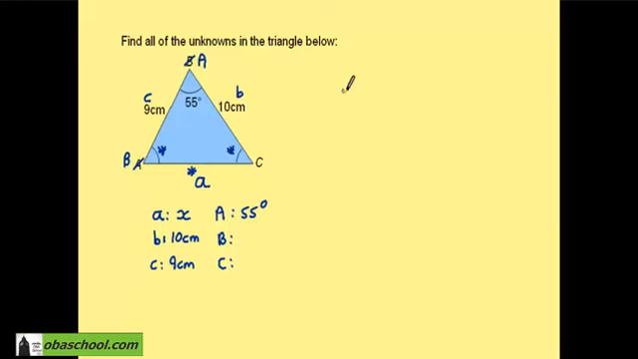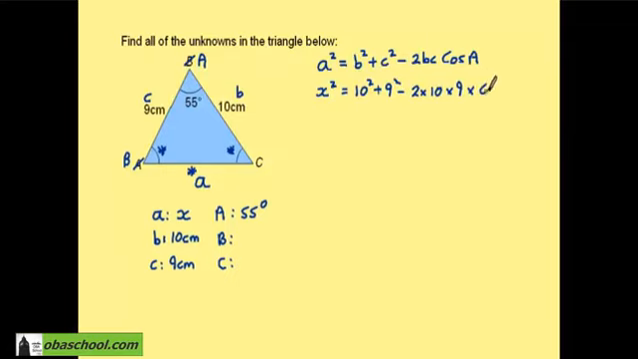Once again, we can see from the table no opposite information, which tells us we're going to use the cosine rule. Finding a side means we use A squared is B squared plus C squared minus 2BC cos A. Substituting in, this is x squared is 10 squared plus 9 squared, take away 2 times 10 times 9 times the cosine of 55 degrees.